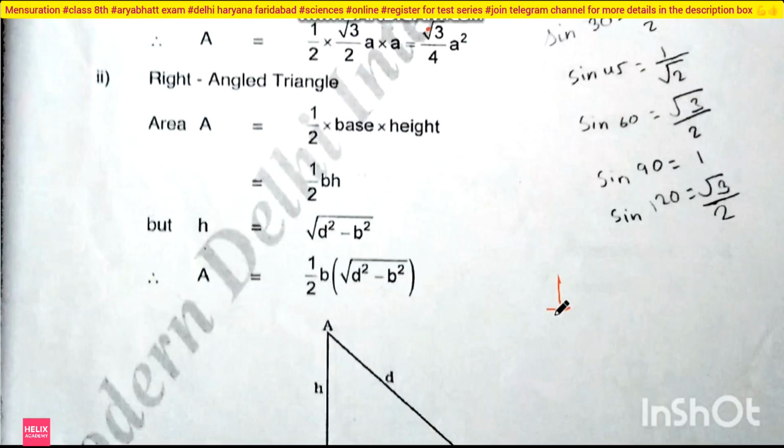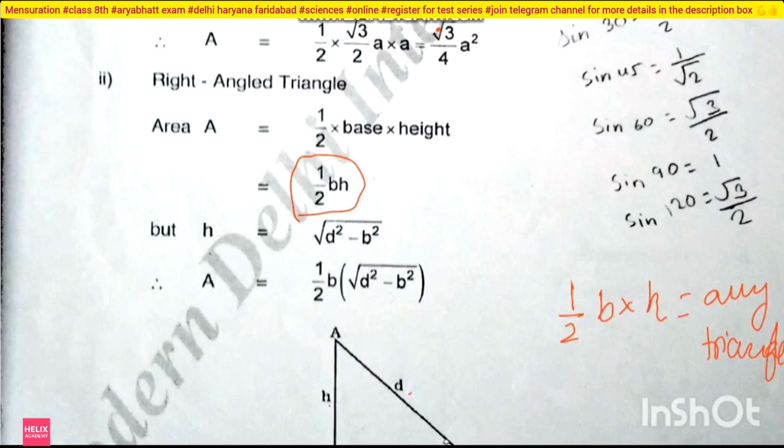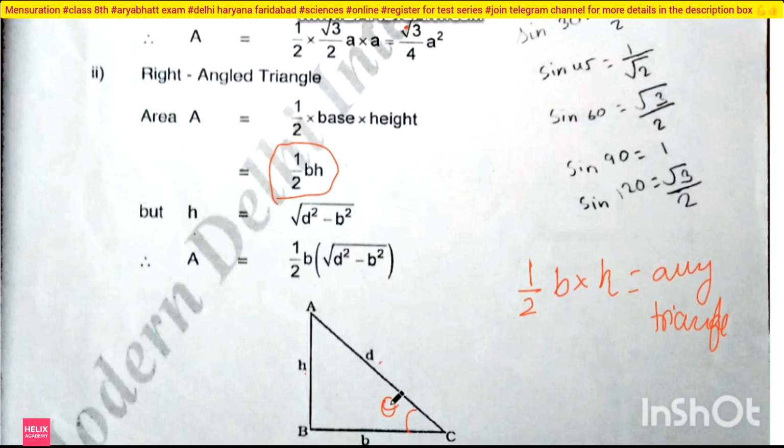Now see, half base into height is the general formula for any kind of triangle. Okay, any triangle. So this one is in general, but when a right angle triangle is given, then see, it is the base, it is the hypotenuse, and it is the perpendicular one. If I take this one as theta, so what will be the height? D square minus B square. Height will be the square root of D square minus B square. So my area for a right triangle will be 1/2 B into the root of D square minus B square.